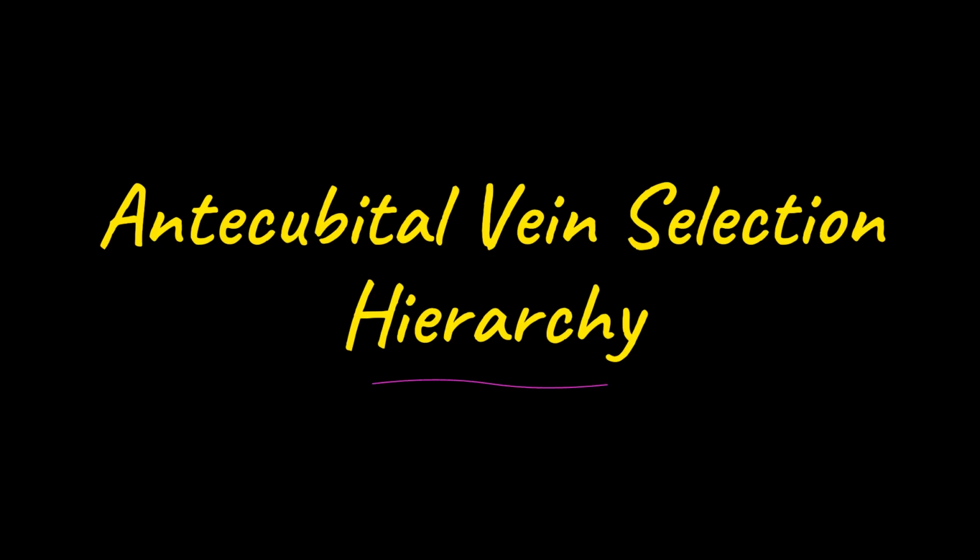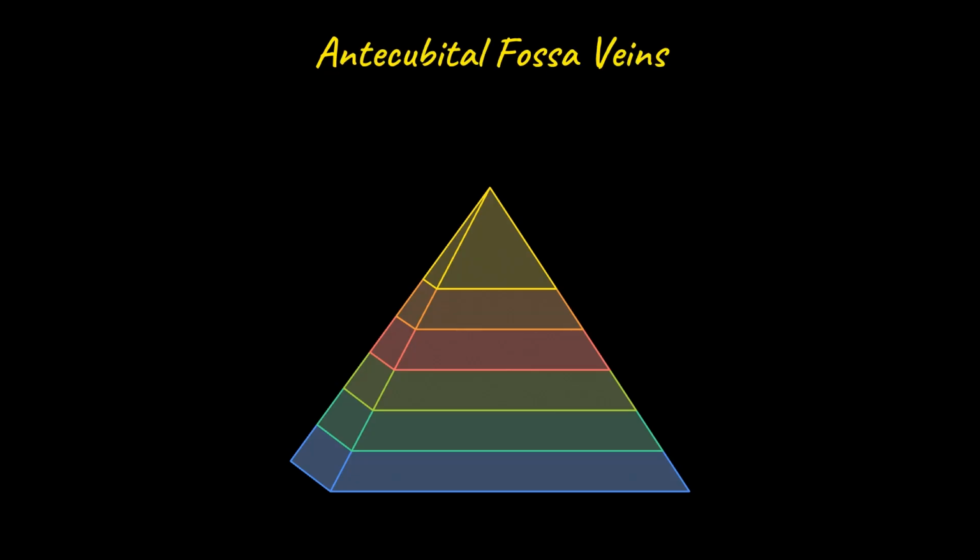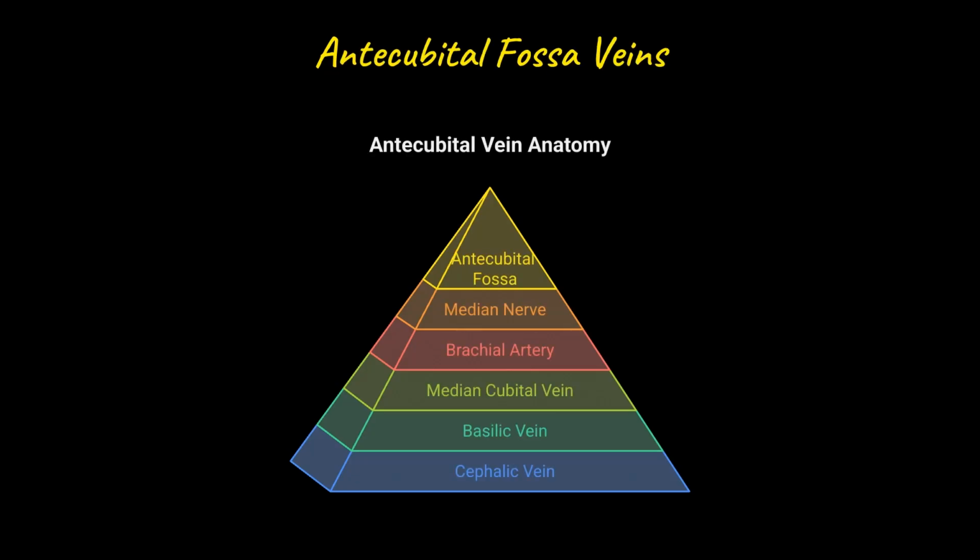When choosing a vein for routine venipuncture, the Clinical and Laboratory Standards Institute ranks the 3 antecubital options by safety and reliability. Understanding why each vein earns its rank helps you apply the hierarchy correctly under pressure. The antecubital fossa contains 3 usable superficial veins. The median cubital sits centrally.